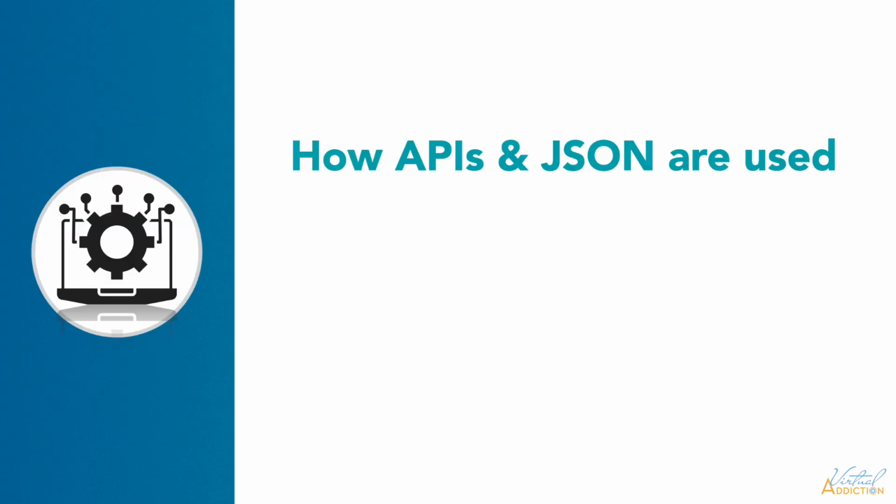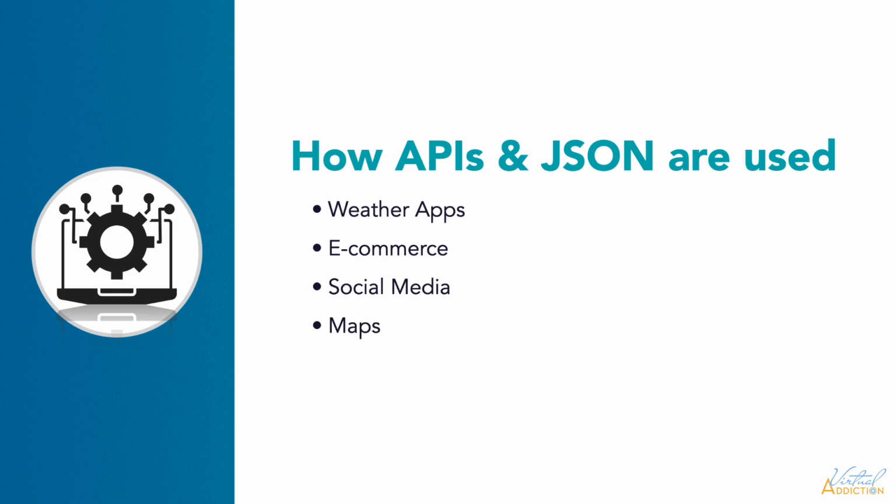Before we do that, let me just let you know that APIs and JSON are used in web development. They're used in weather apps so that you can get temperature and forecast data from APIs. They're used in e-commerce, so you can get product information from an online store's API. They're used in social media. This is how we can see posts, comments, and other user details. And it's used in maps. The Google Maps API can fetch location data and give us meaningful information.